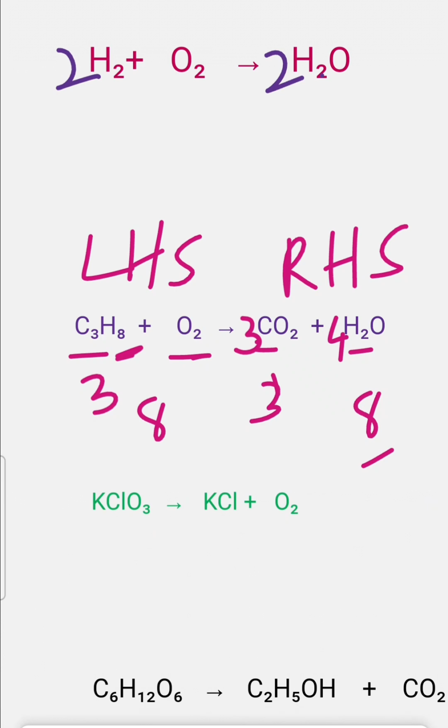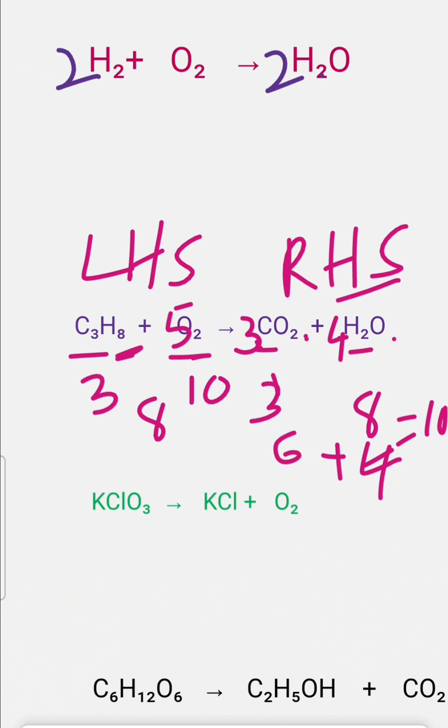First we will see how many oxygen atoms are present at the RHS. See, 3 twos are 6 in carbon dioxide, plus 4 ones are 4 oxygen atoms in the water molecule. So 6 plus 4 is 10. So at the RHS 10 oxygen atoms are there. Here on the LHS only 2. So in the 2 table, 2 fives are 10. Now the equation is balanced.